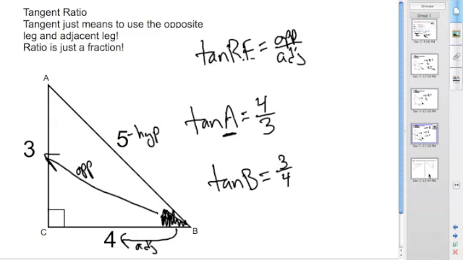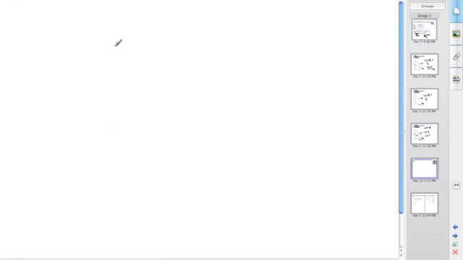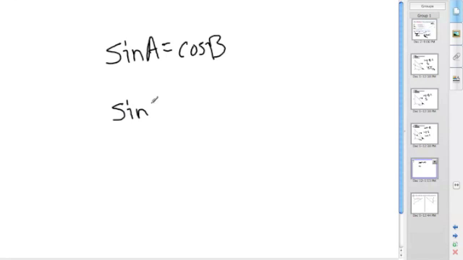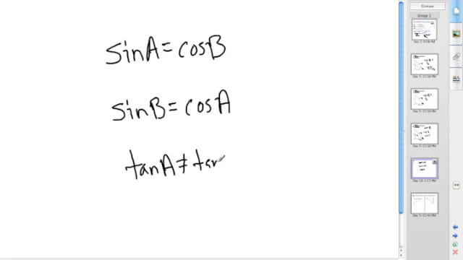Some things to note. The sine of A is equal to the cos of B. The sine of B is equal to the cos of A. And then you should also know that the tan of A is not equal to the tan of B.